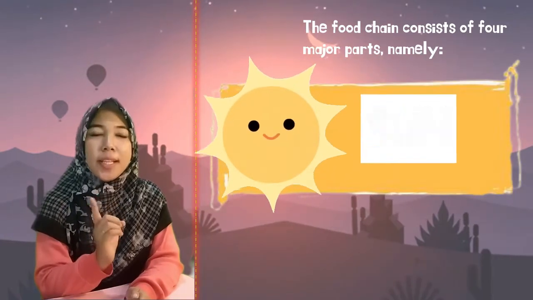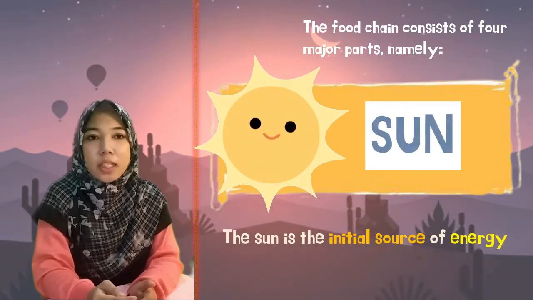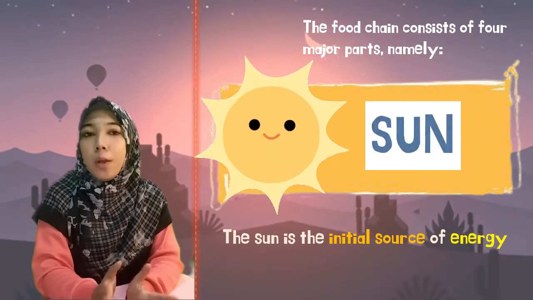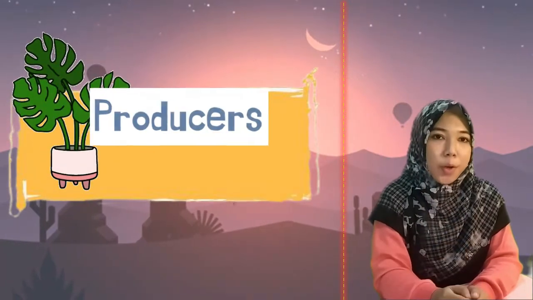The food chain consists of four major parts, namely, first, sun. The sun is the initial source of energy, which provides energy for everything on the planet. And the second is producers.